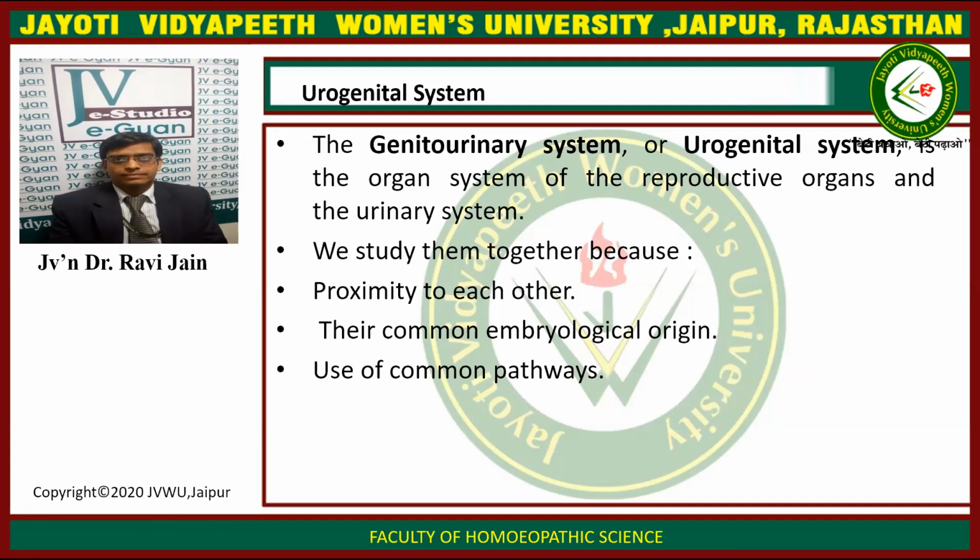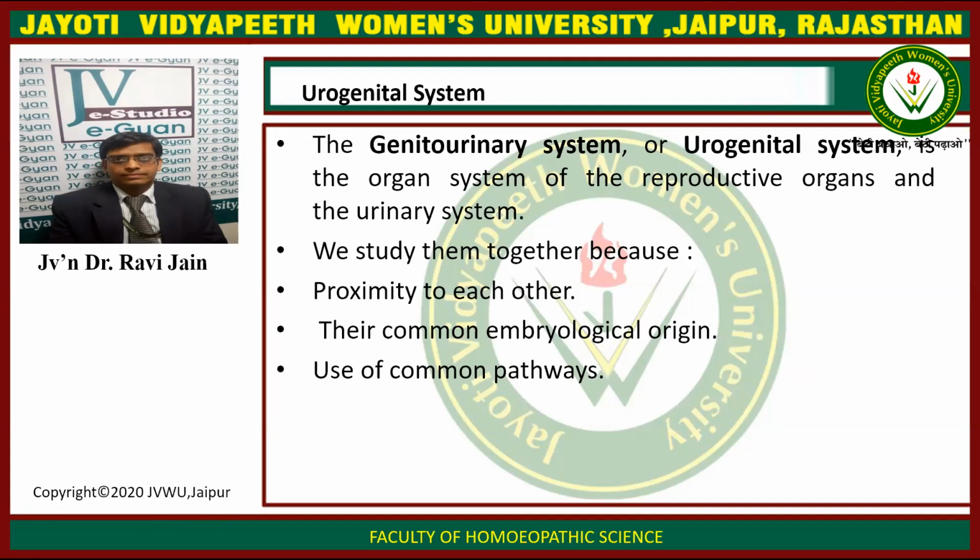What is a urogenital system? The urogenital system or the genitourinary system, one and the same thing, is the organ system of the reproductive organs and the urinary system. So as I told you, it's a combination of two things, the reproductive system and the urinary system. Okay, commonly known as genitourinary or urinogenital system.